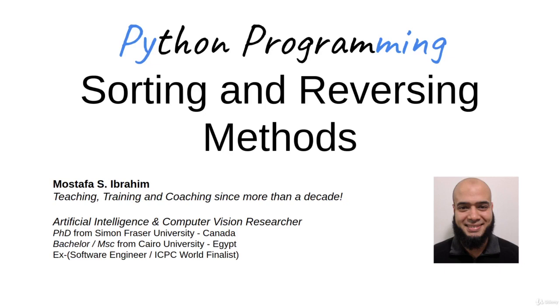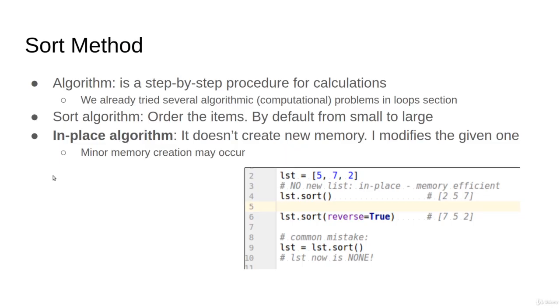In this video, we will learn about two important special methods that we use a lot in practice, the sorting and the reversing. There is what we call an algorithm. You should study the algorithms course after the programming course. The word algorithm is a step-by-step procedure for calculating something.